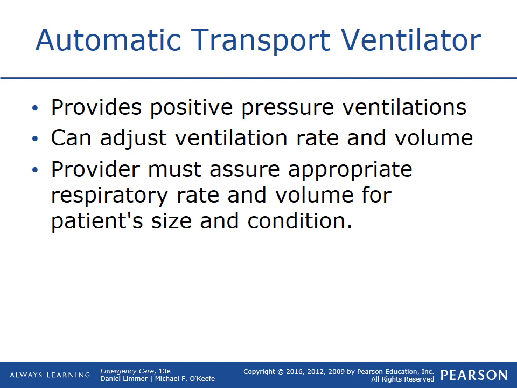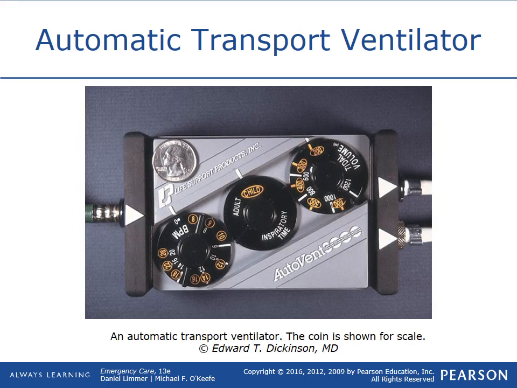There are also some newer devices out there that provide positive pressure ventilations. They're automatic transport ventilators. You can adjust the ventilation rate and volume with these, and the provider needs to assure that the respiratory rate and volume are appropriate for their patient's size and condition. So it requires a little bit more thinking as to how you want these ventilations delivered. And this is an automatic transport ventilator. This is a simple or basic one.